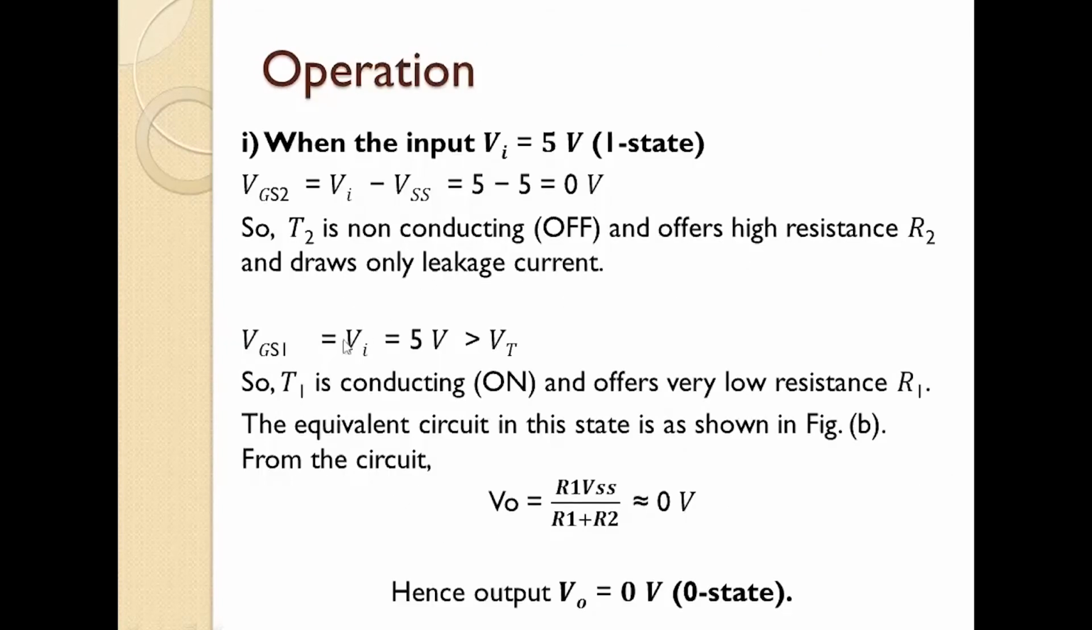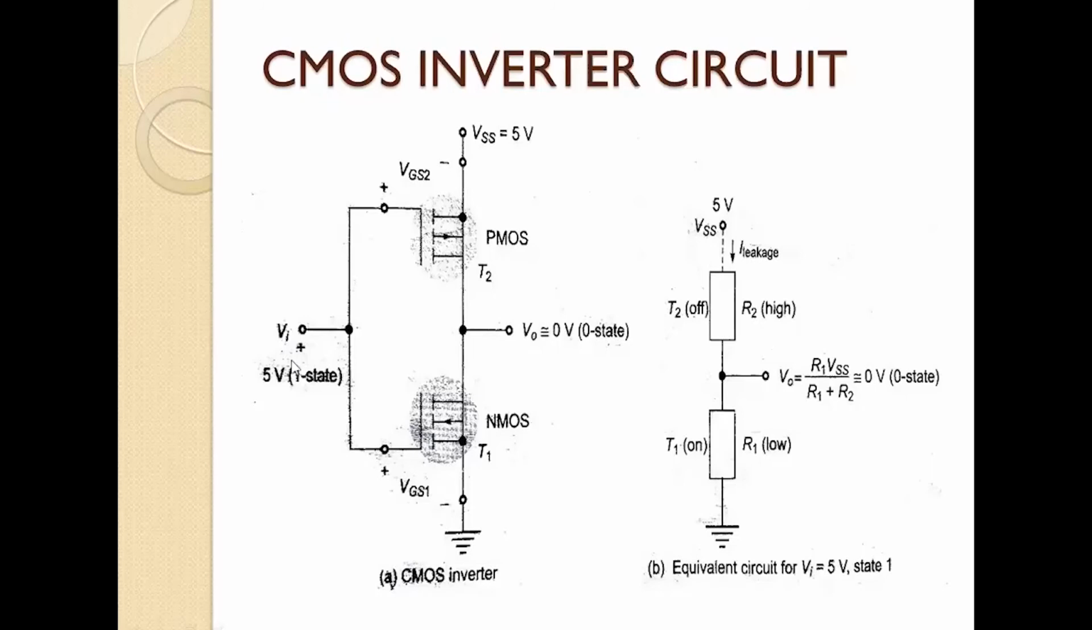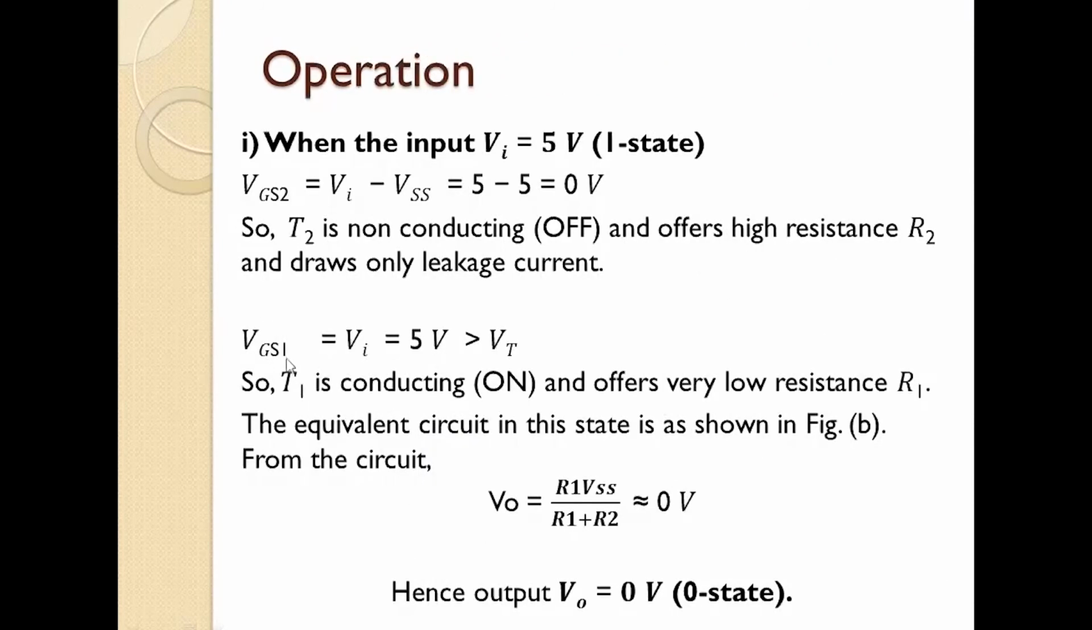So next, coming to your VGS1. VGS1 is equal to Vi minus ground. Ground is nothing but 0. Vi minus 0 is nothing but Vi. Therefore, VGS1 is nothing but Vi. That means 5 volt. So 5 volt is greater than VT. What is the meaning of VT? Threshold voltage. What is the meaning of threshold voltage? The minimum voltage required to turn on the device. So the 5 volt is greater than the threshold voltage. That means your device will be on. That means your NMOS will conduct.